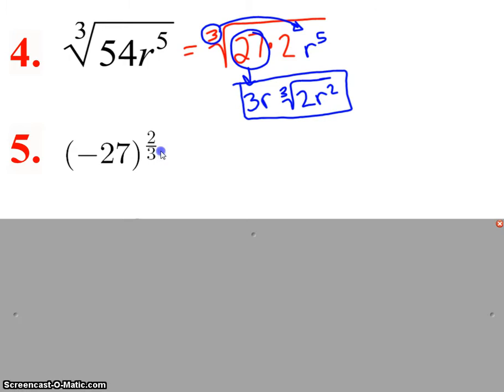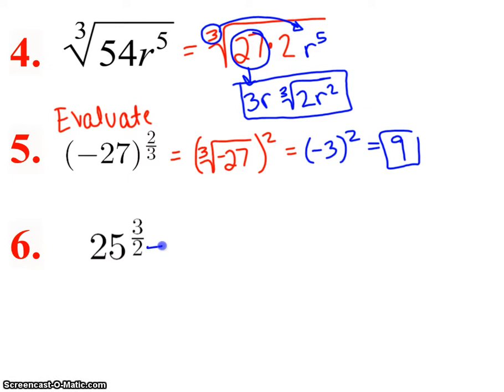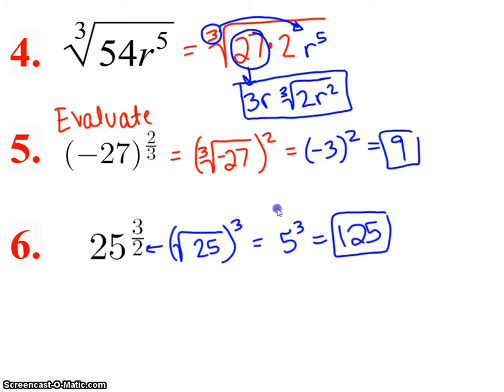Okay, number 5, this is when I want you to evaluate. Remember that the denominator is the root. So I want the cube root of negative 27, and then you're going to square that. Cube root of negative 27 is negative 3. Negative 3 squared is 9. Again, the denominator is the root, square root of 25, and then you'll cube it. Square root of 25 is 5, cubed will be 125. And that's when you evaluate.